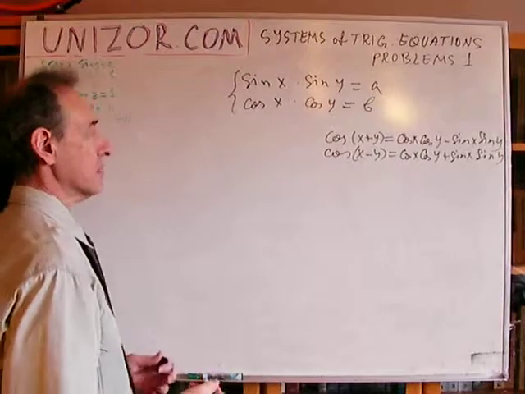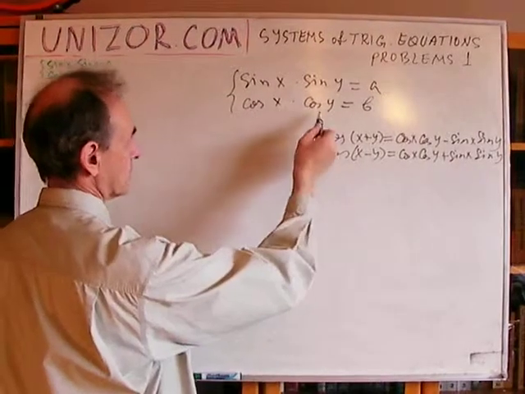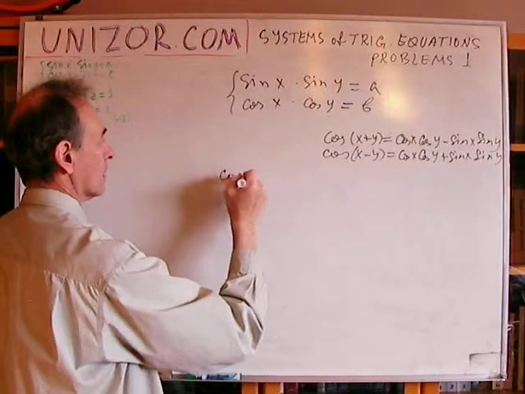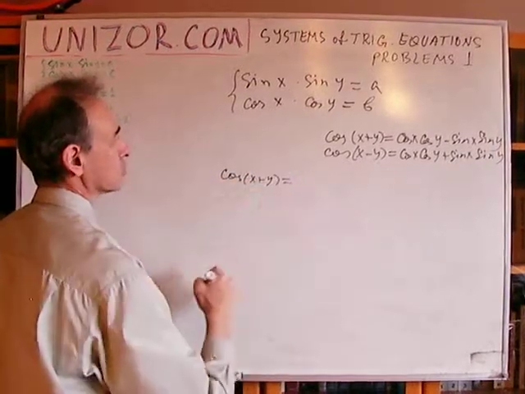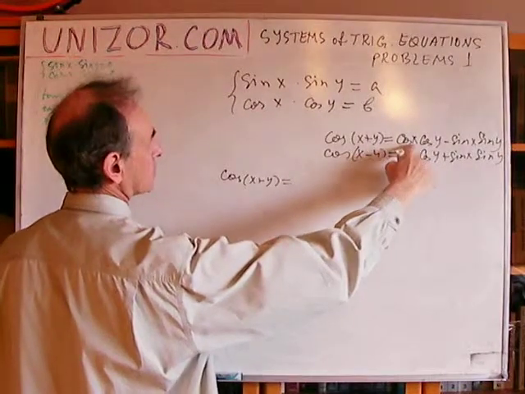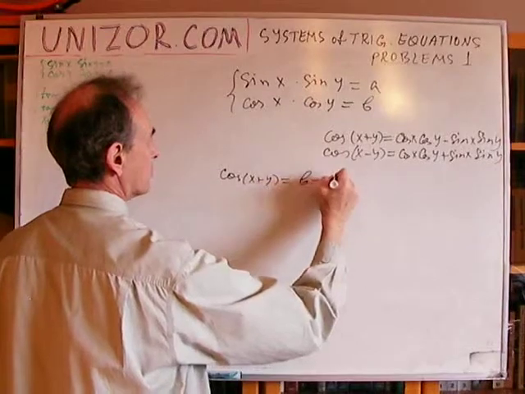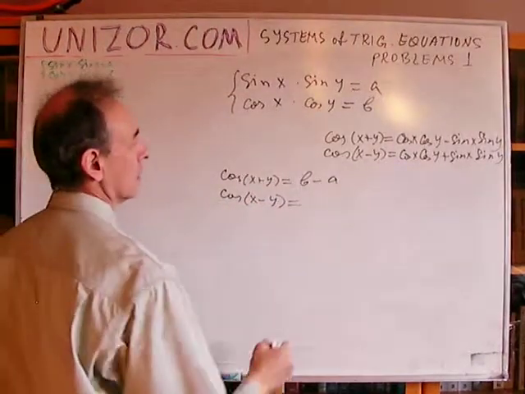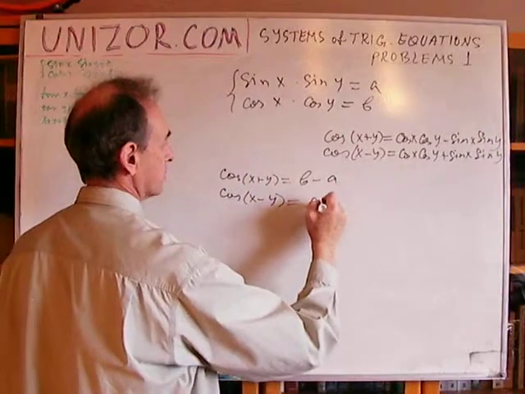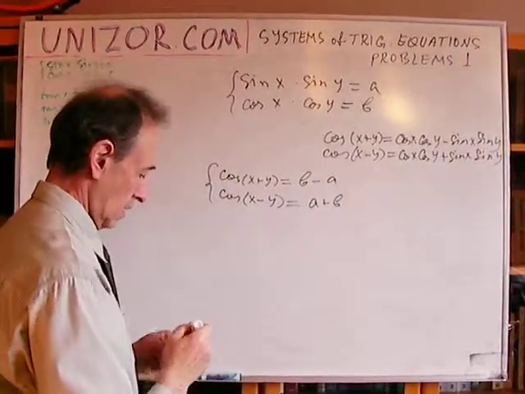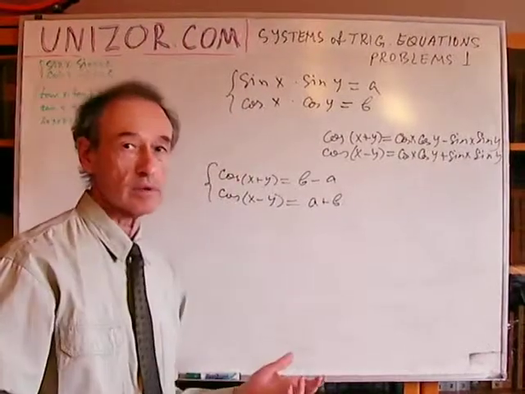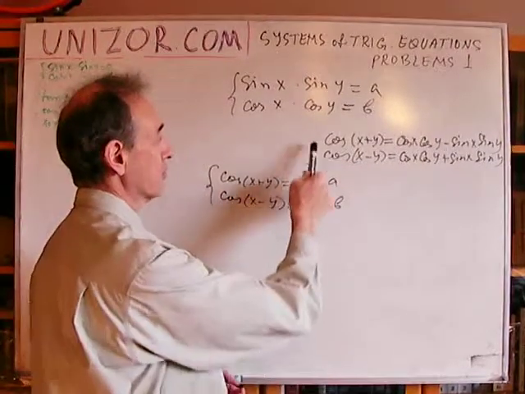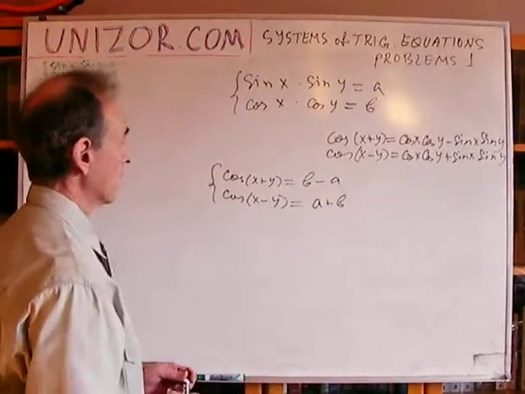Now, what does it mean in our case? Well, I have the product of the cosines and the product of the sines, which means immediately I can conclude that cosine of x plus y is equal to the product of cosines minus the product of sines, which is b minus a, and cosine of x minus y equals a plus b. This transformation is invariant, which means it doesn't add additional solutions and doesn't lose any solutions. Okay, so I have this system.